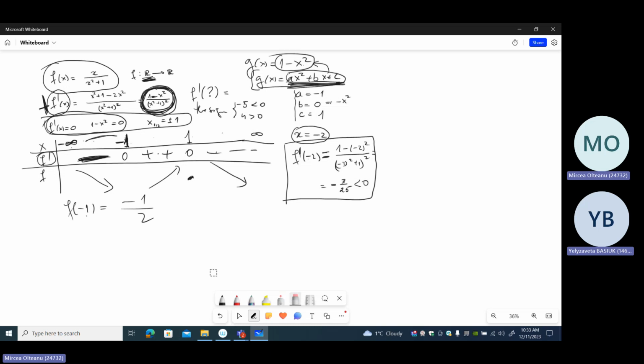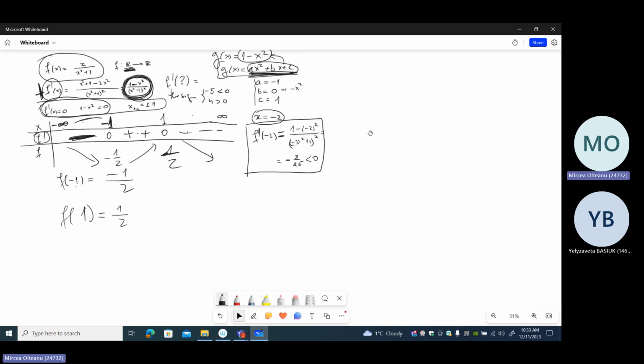Okay, I'm sorry, I was again looking at the wrong equation. So -1 over 2. And the value of f at 1 is? Also 1 over 2. No, not also, just 1 over 2. Okay, at this moment, what do we know about this function?